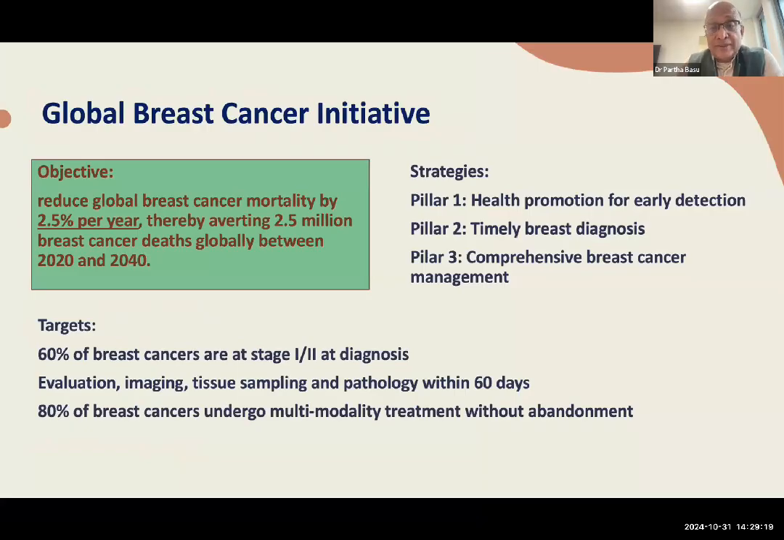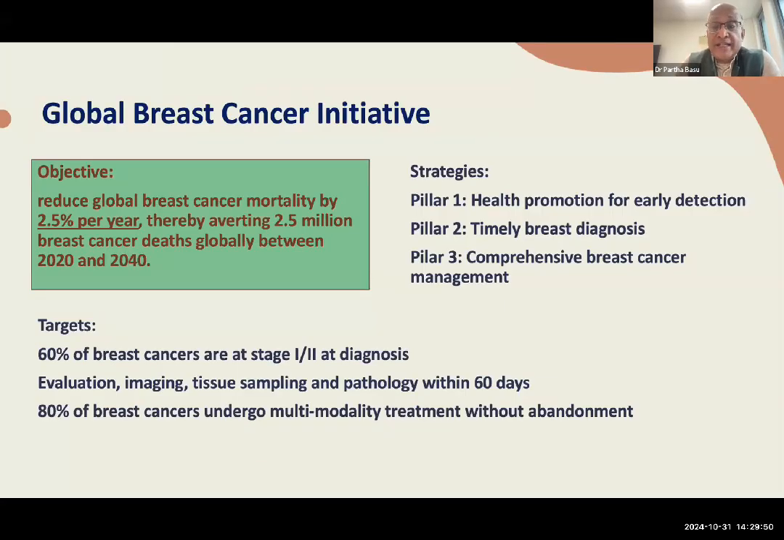So with that background, if we focus on the WHO's Global Breast Cancer Initiative, as Valerian explained, the aim or goal of the initiative is to ensure that global breast cancer mortality reduces by 2.5% per year. And it has to be globally, for every country. And this is feasible. It is not something aspirational only.